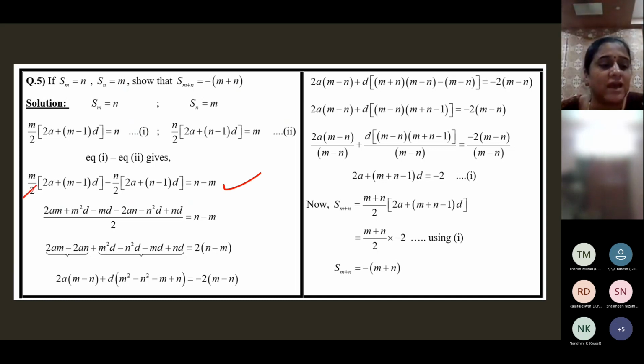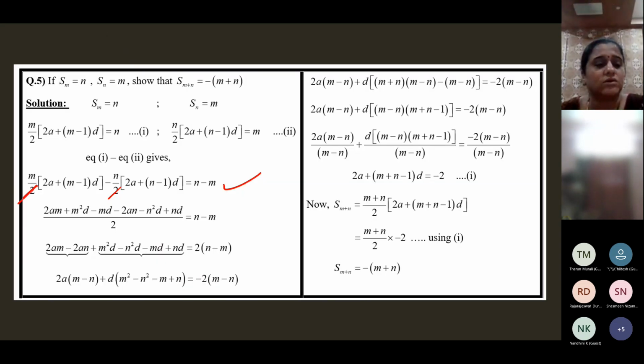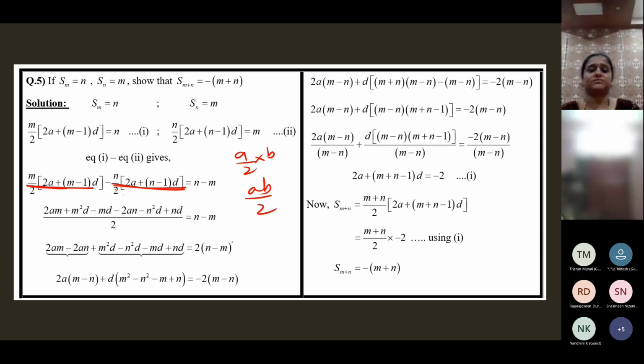Now here, children, you cannot cancel 2 and 2. In the earlier sum, we had 2 on either side, so we cancelled 2 and 2. Here you cannot cancel. The denominator throughout is only 2. This 2 is like n by 2, so it's like the whole thing by 2. If you have a by 2 into b, it's nothing but ab by 2. Or if you have a by 2 into m minus n, it's nothing but a into m minus n, the whole thing by 2.